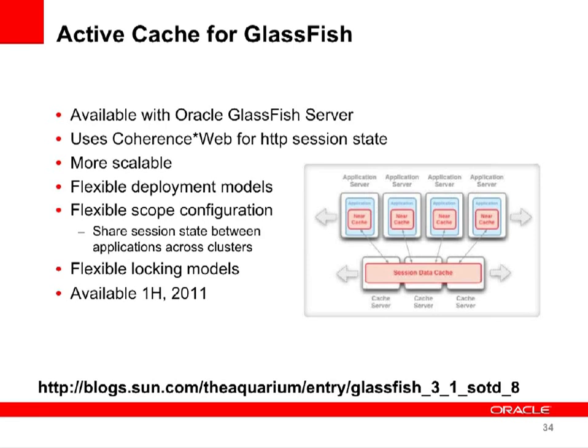And a nice feature that Active Cache for GlassFish and Coherence Web offer is the ability for flexible scope configuration. That means different applications, perhaps even across different clusters, can share the same session state. This is useful, for example, if you're one company that has multiple websites that you manage, you can actually share the session state through different applications and different clusters using this model. So it's actually really nice.